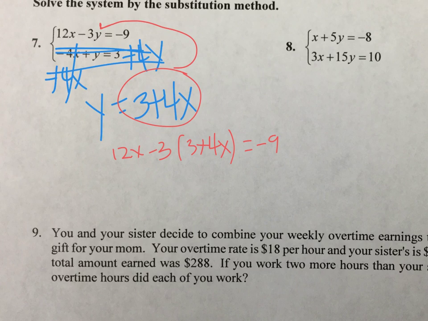Let's start distributing. Let's start combining like terms. So 12x minus 9 minus 12x equals -9. If you have some mathematical background, you might start seeing something that looks kind of like, oh no, what's going to happen here?